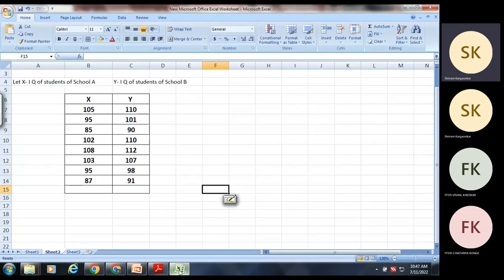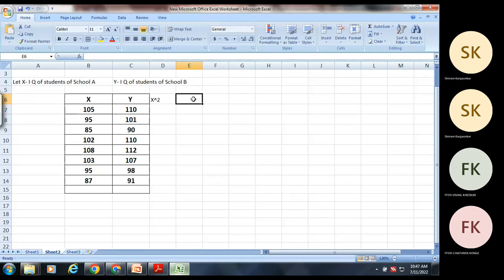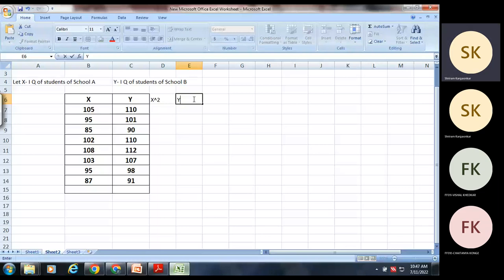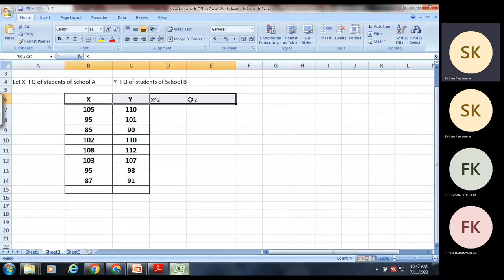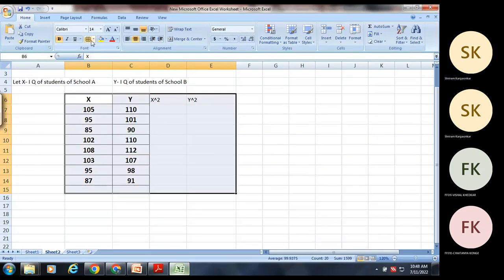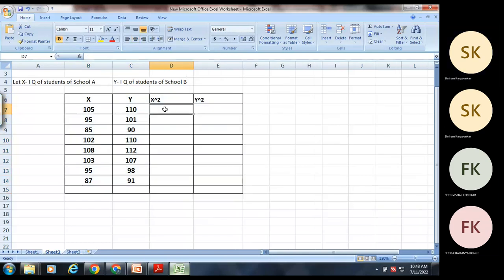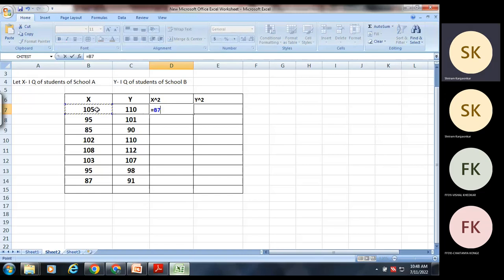So I come back to the Excel. So now it's here. This is x square. This is y square. Okay. I get all the four totals. I can easily get these totals from the Excel. So square of this. So x into x. So this is x square, and it's very easy calculation when you use Excel. So it is y square, y into y. Okay. So now I drag it. So rest of the calculation is automatically generated.